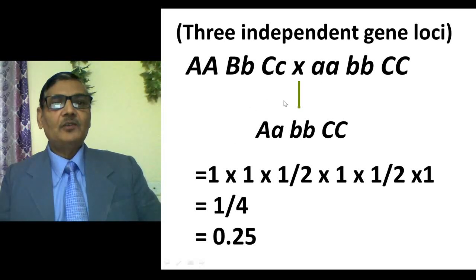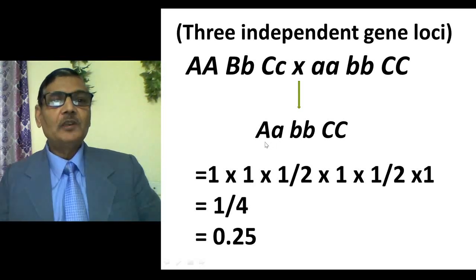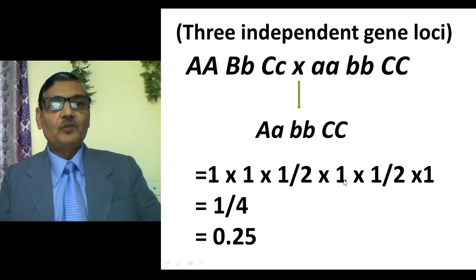Then small a to the next generation, its chance will also be 1. So 1 into 1. The next generation individual will definitely be capital A, small a. Then small b. Getting small b allele from this side will be 1 by 2, and from this side will be 1. So 1 by 2 into 1.